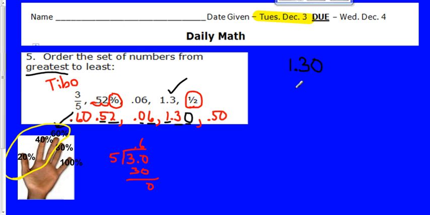So you have your 3/5. That's 0.60, or 60 hundredths. So we've done that one. Next we should have 52, or 0.52. And then we have our 1/2, or our 0.50. None of these other ones have whole numbers, so 0, 0 there. And then our last one is 6 hundredths.